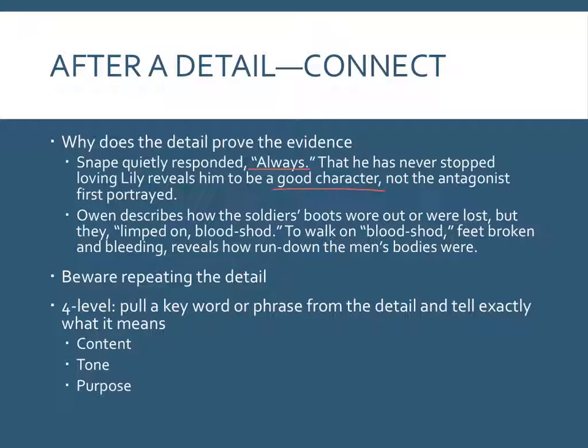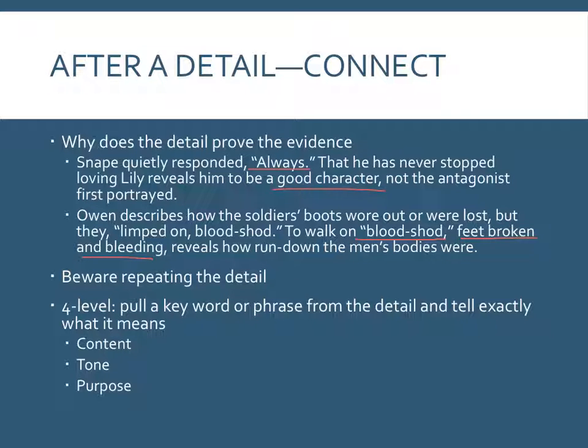For the next detail from the poem itself, we can imagine that the evidence statement is that the soldiers' bodies and minds were run down. We go into our detail. Owen describes how the soldiers' boots were worn out or lost, but they limped on bloodshod. Notice I pulled a very particular word here, and then I'm going to give it some significance. The feet are broken and bleeding, so that's a close reading, a 4 level.